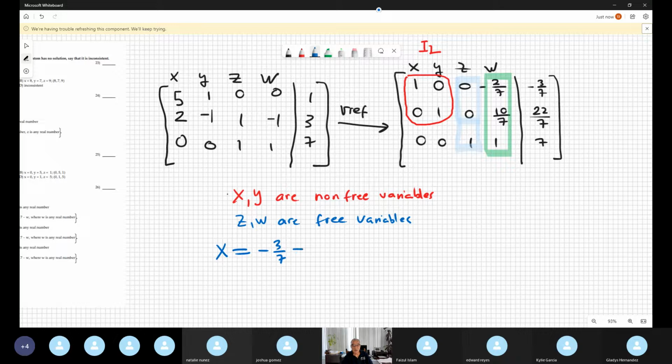Minus, no, plus 2 over 7W. I put X as a function of W or Z, depending on the equation. But Z is missing in the first and the second. Y alone is equal to 22 over 7 minus, in this case, we have to move 10 over 7 W to the right-hand side.